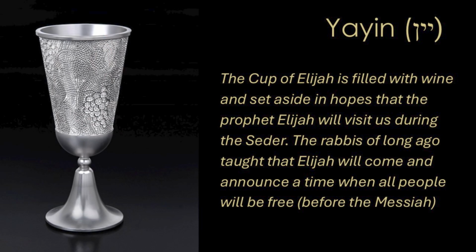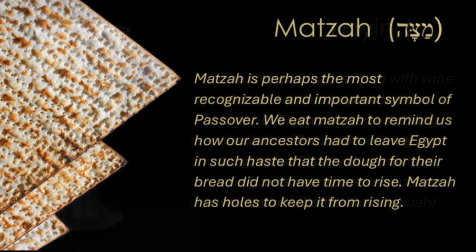The cup of Elijah is filled with wine and set aside in hopes that the prophet Elijah will visit us during this Seder. The rabbis of long ago taught that Elijah will come and announce a time when all people will be free, prior to the Messiah. The matzah.